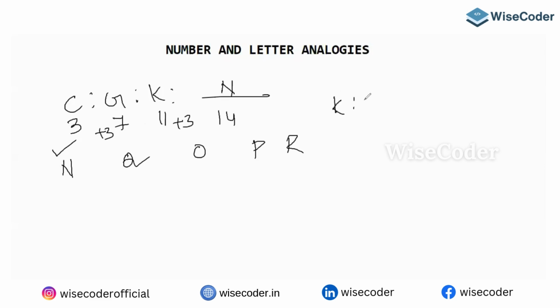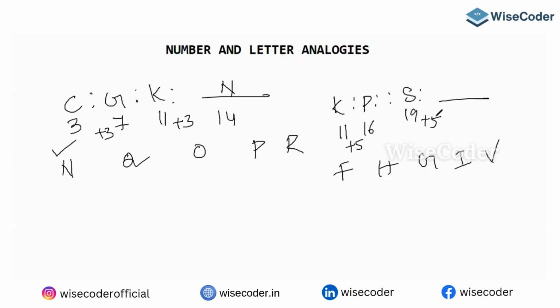Next question. K P S dash. K is in position 11. Let's take the options. F H G I V. K position 11, P 16, plus 5, S 19. Let me add plus 5. 19 plus 5 is what, guys? 24. X is present here? No, X is not present.